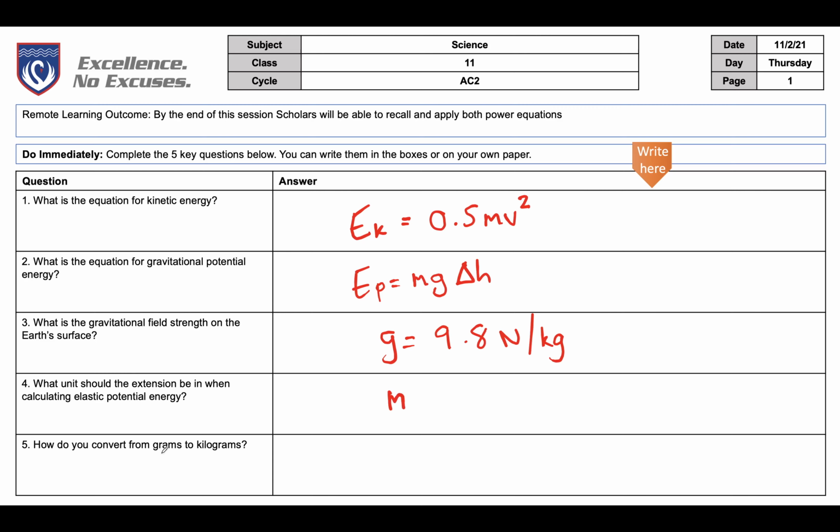And how do you convert from grams to kilograms? If you start off with grams and you want to go to kilograms, then you will need to divide by 1,000. If you're going the other way, you multiply by 1,000.